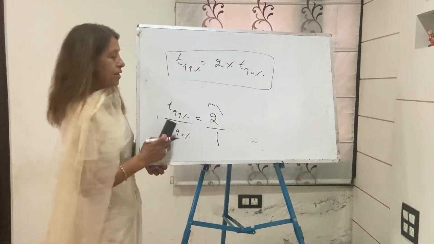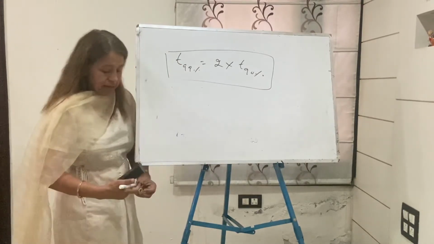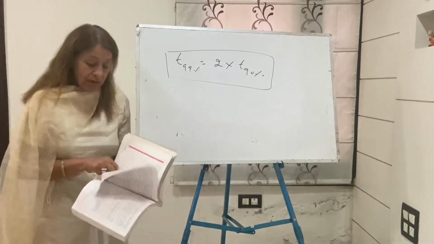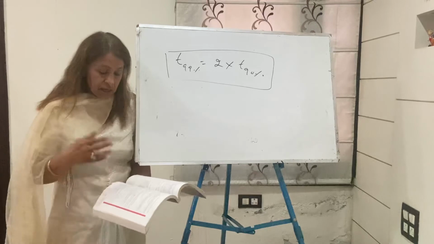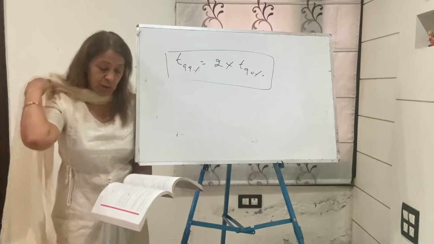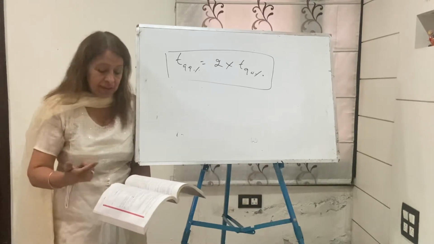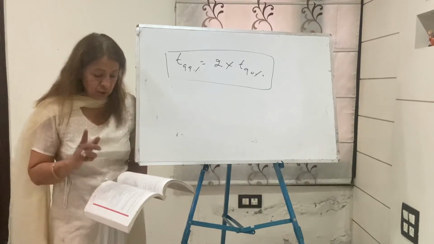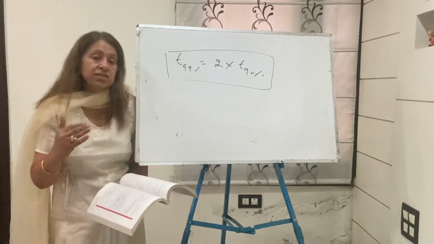Okay, so this completed. Let us read what this numerical was saying. We have derived what the numerical was saying. For 99% completion, it will take twice the time than the 90% completion. So with that, you have completed your integrated rate law method basics numericals.